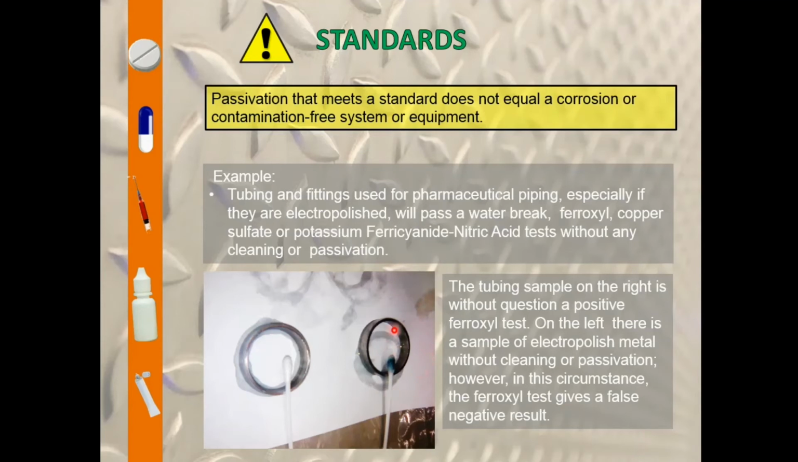The tubing sample on the right is without a question a positive ferroxyl test. On the left, there is a sample of electropolished metal without cleaning or passivation. However, in this circumstance, the ferroxyl test gives a false negative result.